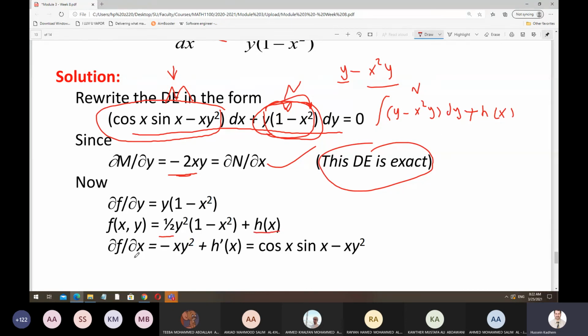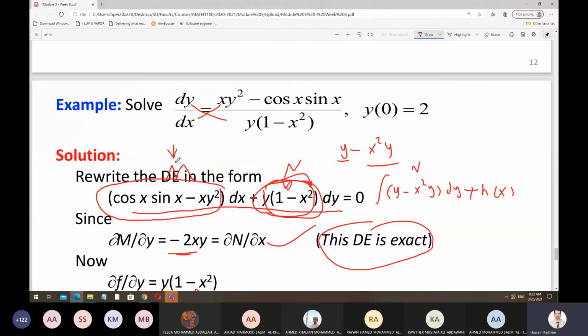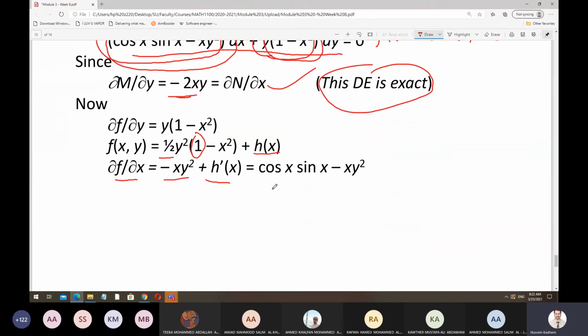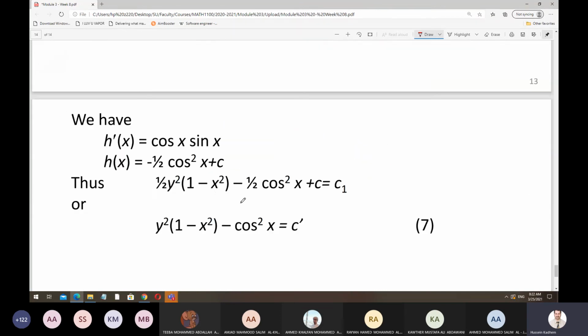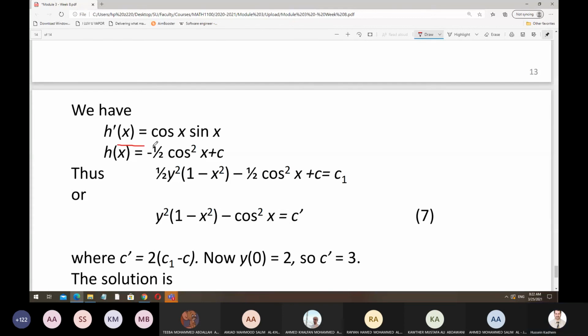Now I differentiate with respect to x. When I differentiate with respect to x, I get minus x y squared, because this one will be 0, and h dash. I equate it to M. Where is M? This is M. I equate it to M. Just a minute. Is there any similarity? Yeah, this cancels with this one. What is left is this part. I take it and integrate it.